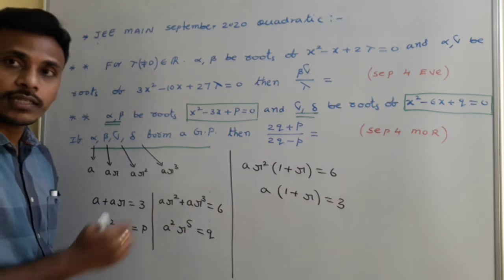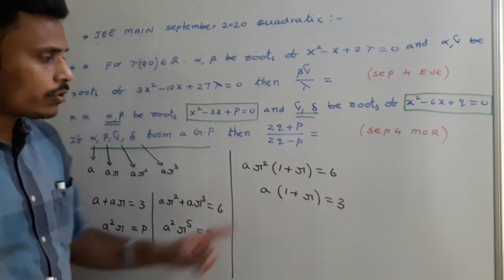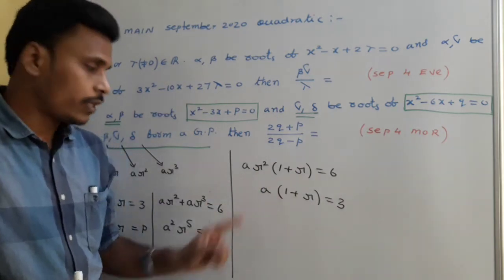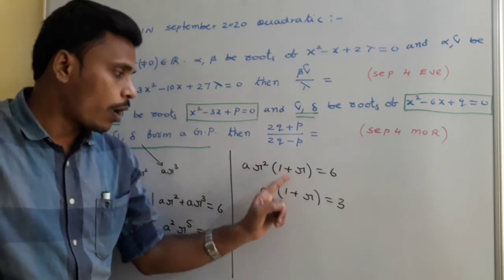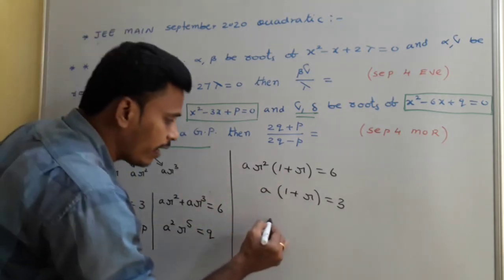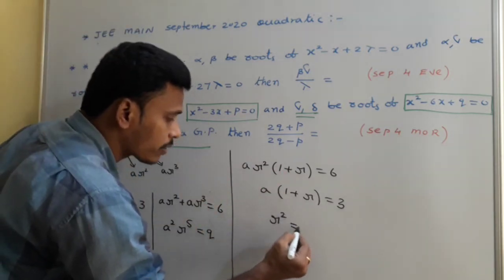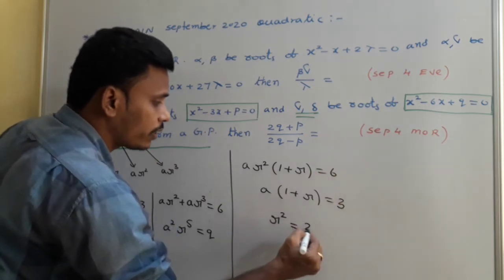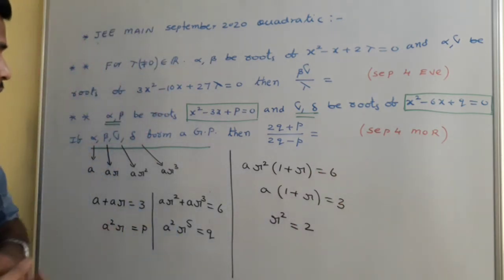A plus r, just separate a. Now divide these two, one with the other. This a will get cancelled, 1 plus r will get cancelled. We are left with r square. r square is equal to 6 by 3, which is 2. So I have r square.